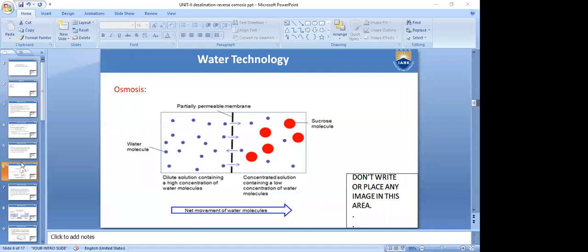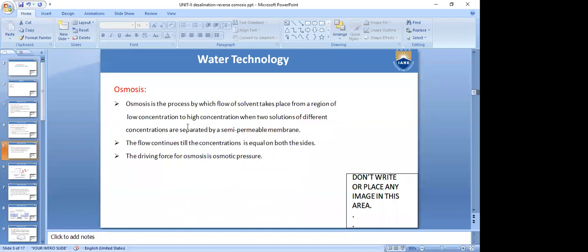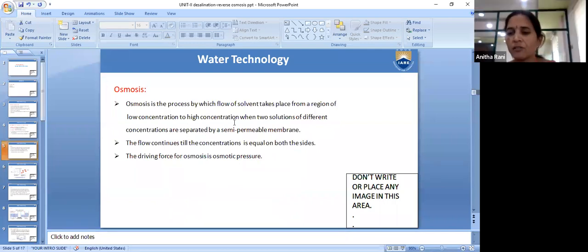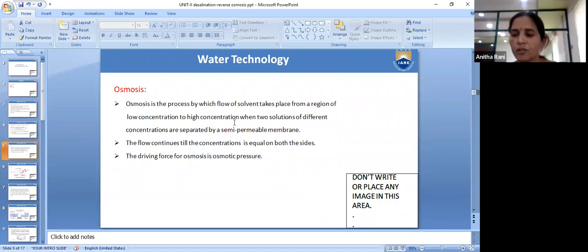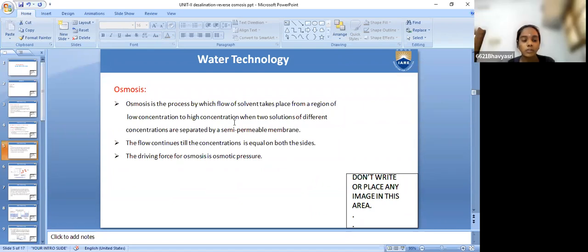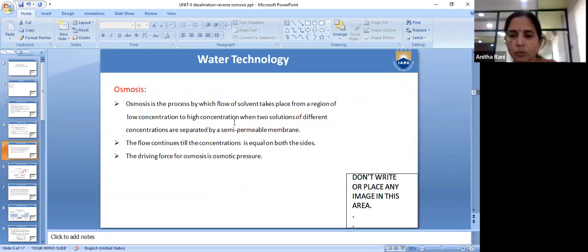So what is osmosis now? Osmosis is the flow of solvent. What is the solvent here? Water. What is the solute? Solvent is water. Solute is NaCl.